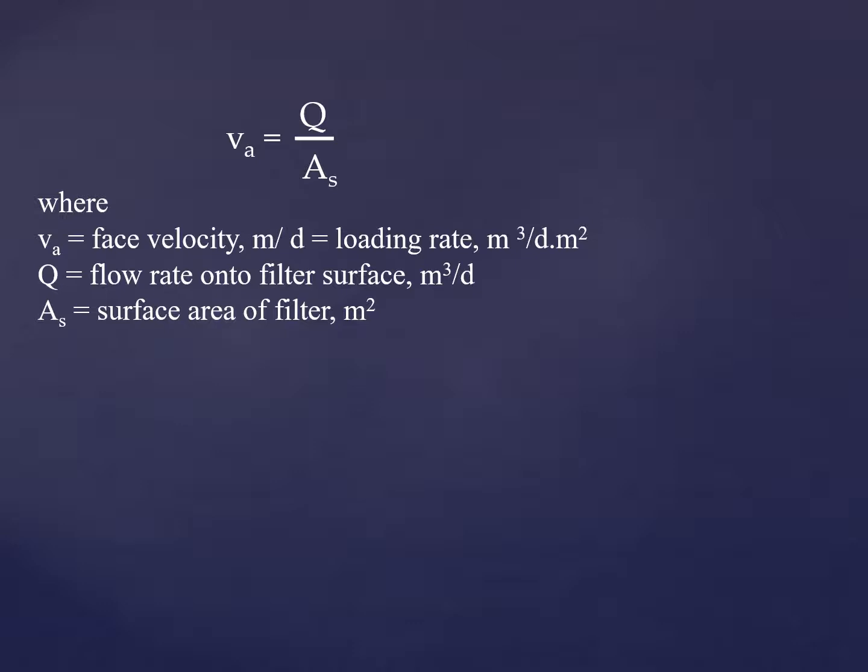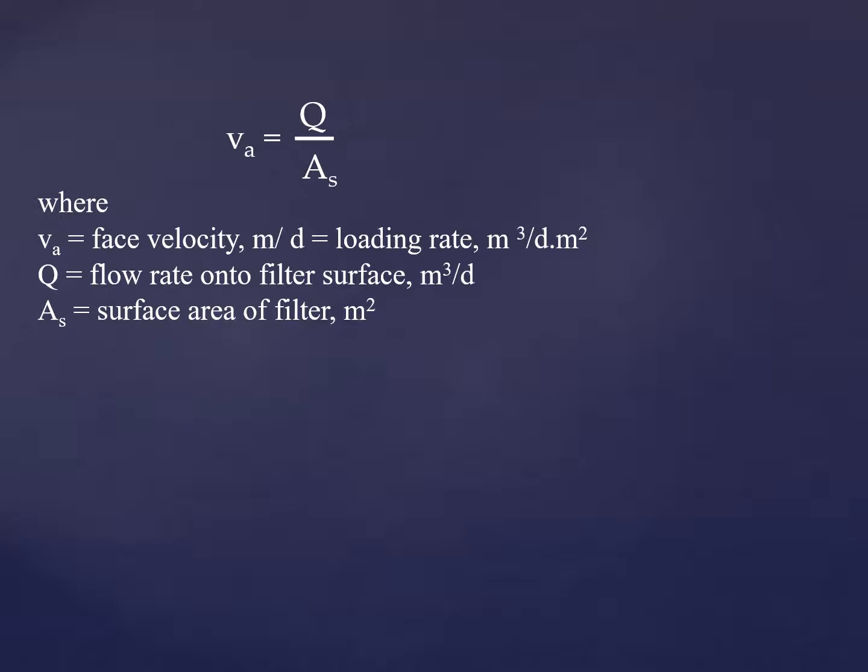Based on fluid class, we know that velocity equals Q over area. In the filters, VA we define as phase velocity in meters per day, or we call it loading rate. As you see at the right, I put here meters cubed per day per meter squared. Most of the textbooks or engineering reports, you'll see the right one.